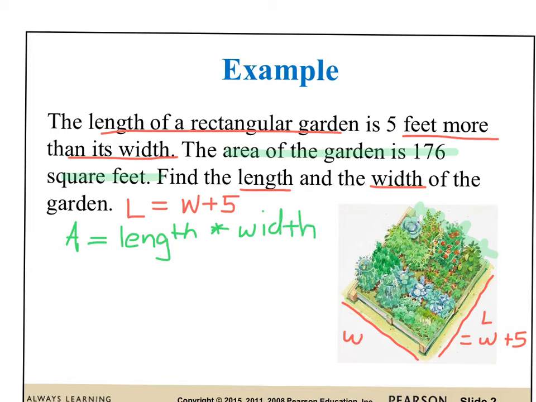And since we know that, and we've assigned variables now, we know then that the length is equal to W plus 5. And we know that the width is equal to just W. And we are told that that product is 176 square feet.